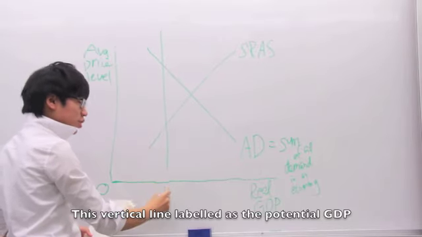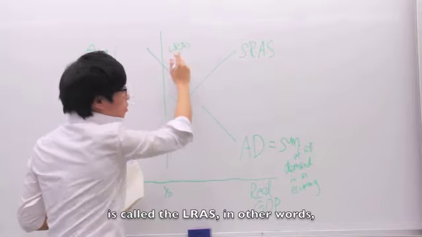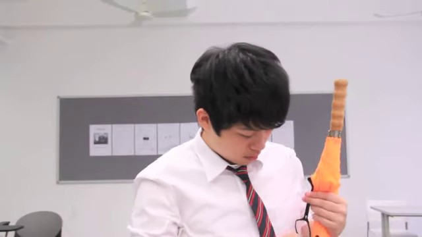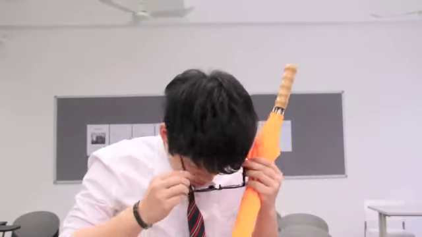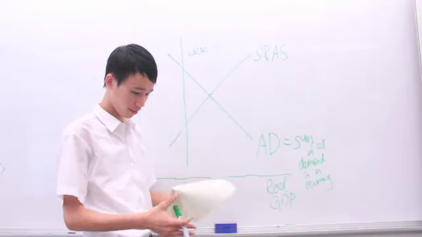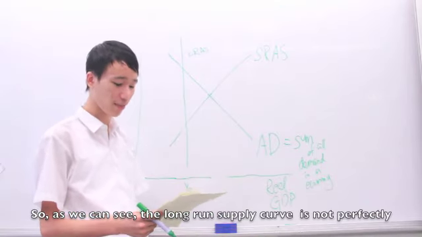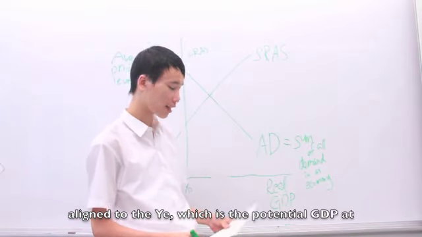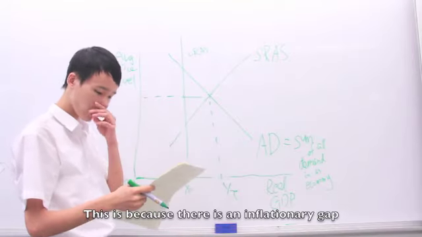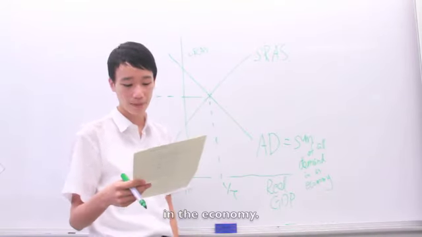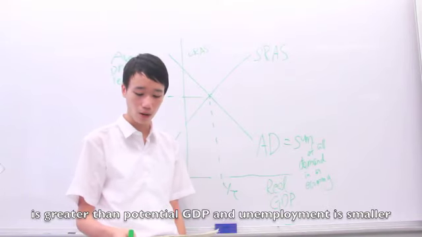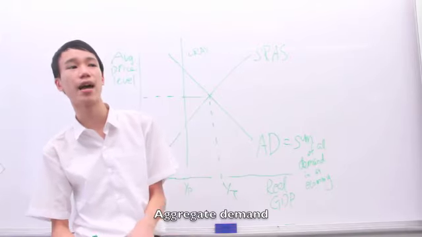This vertical line labeled as potential GDP is called the LRAS, in other words, the long-run aggregate supply. It can be referred to as the potential GDP of the economy. So, as we can see, the long-run supply curve is not perfectly aligned to the YE, which is the potential GDP at the equilibrium. This is because there is an inflationary gap in the economy. An inflationary gap is defined as a situation where real GDP is greater than potential GDP and unemployment is smaller than the natural rate of unemployment due to excessive aggregate demand.